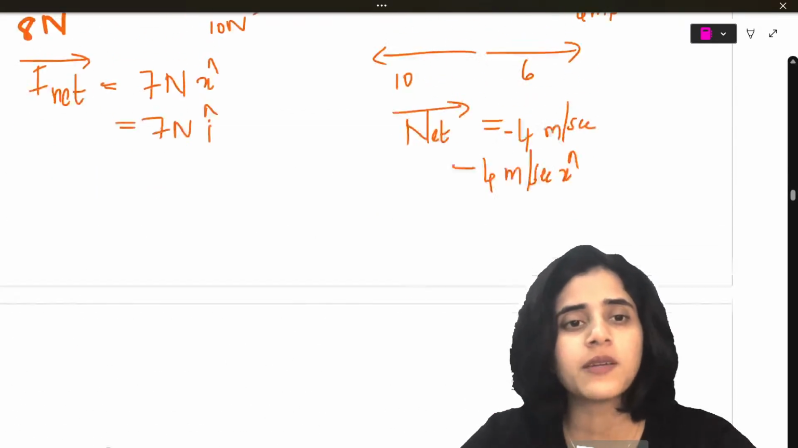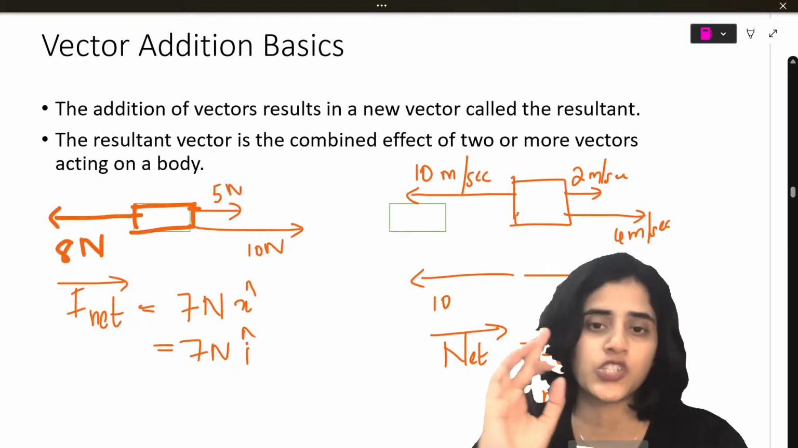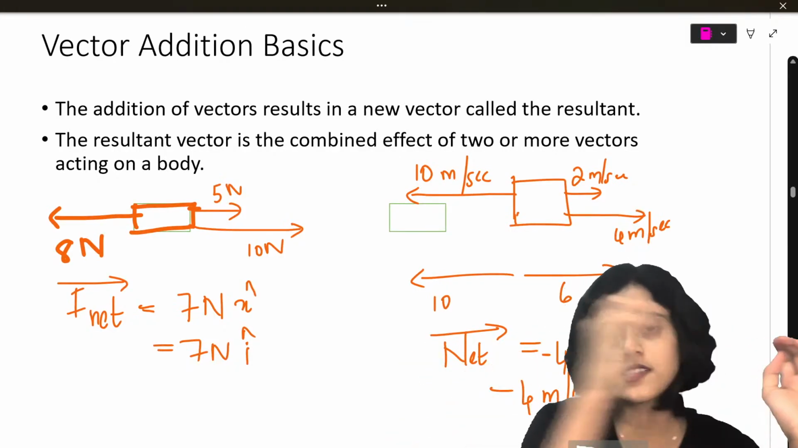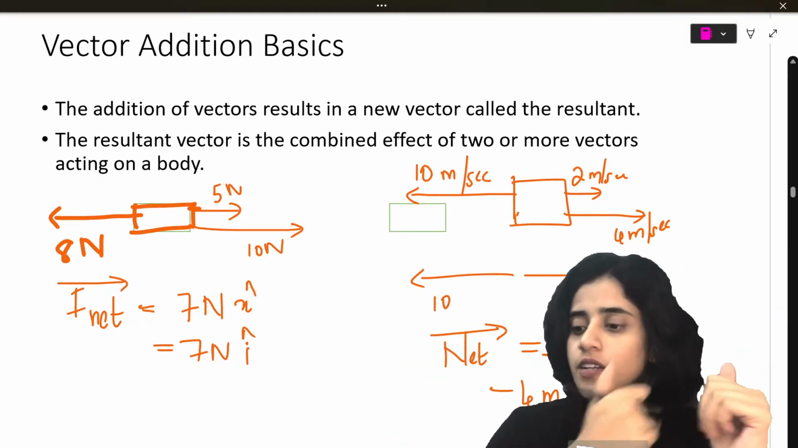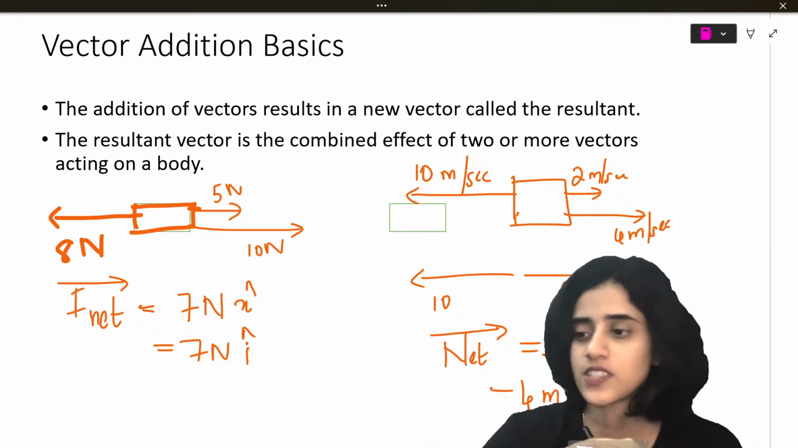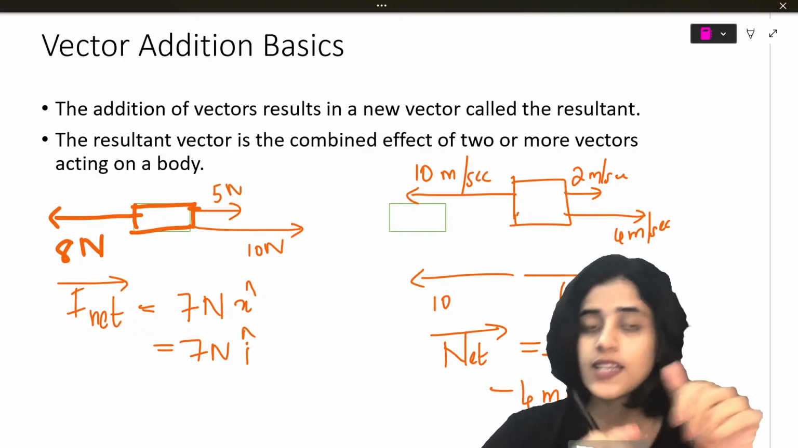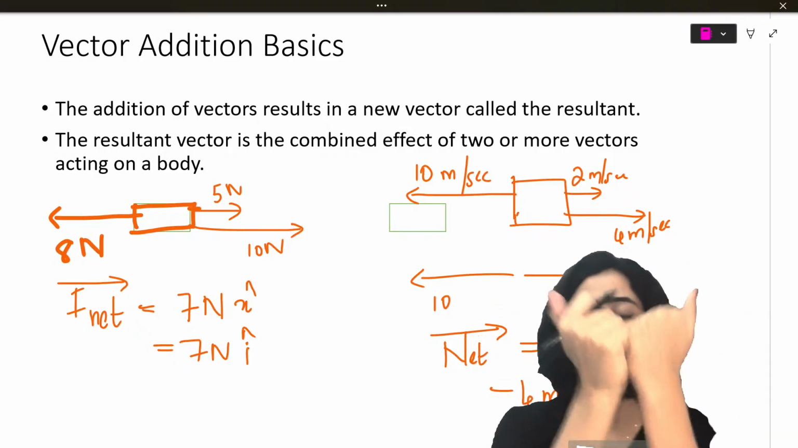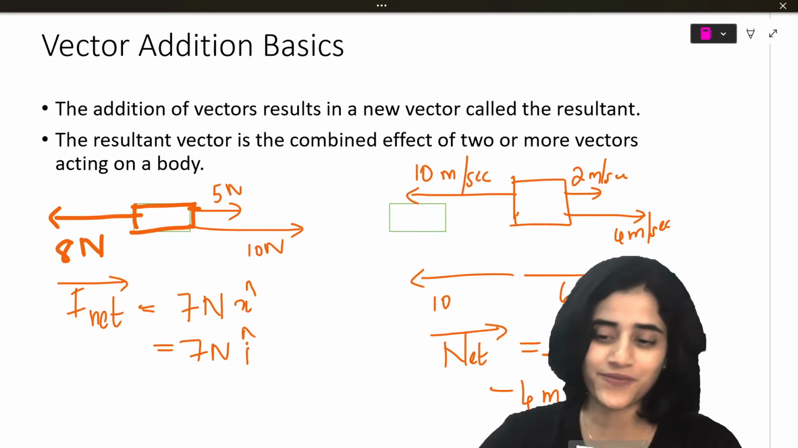So these are some basics of vector addition. If two vectors are in the same direction, you add them. Two vectors in opposite direction, subtraction. Same direction, addition. Opposite direction, subtraction.